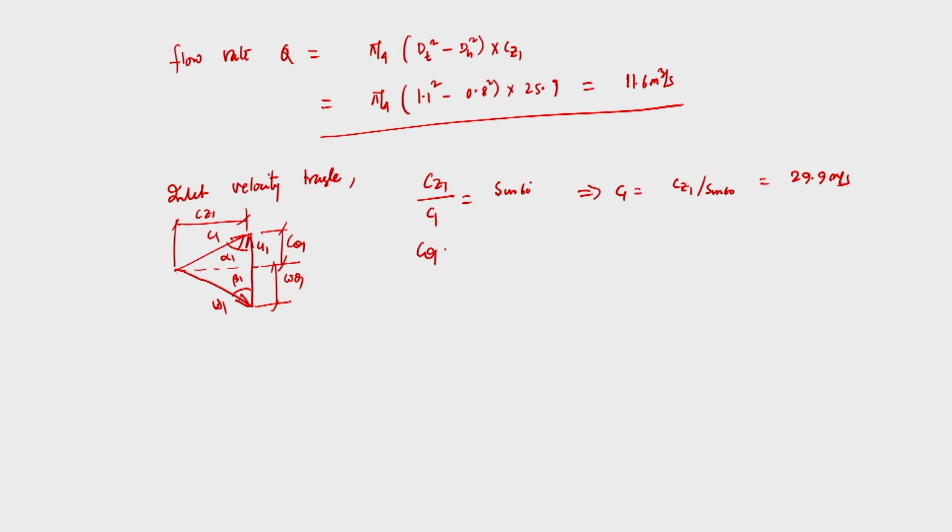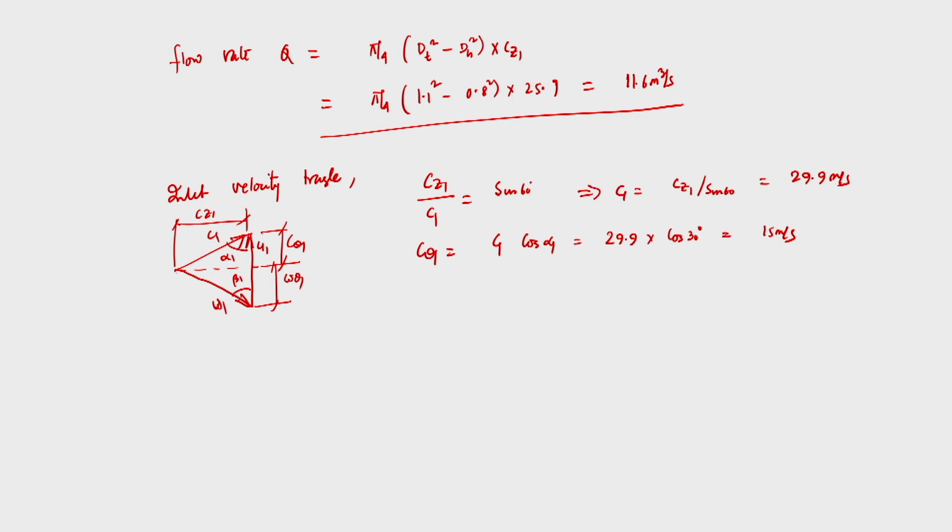So, now C theta 1, which is required to calculate torque, that will be equal to how much? That will be equal to C1 into cos alpha 1. So, C1 value we know, 29.9 into cos 30 degree, and we will obtain this will be 15 meter per second, near about. So, that is what we obtain.